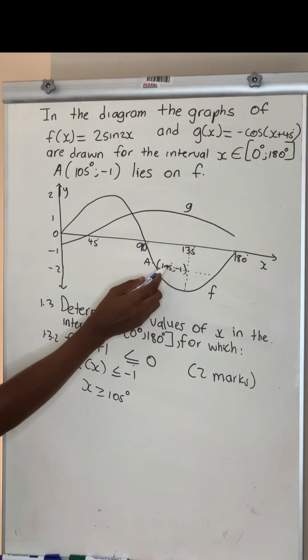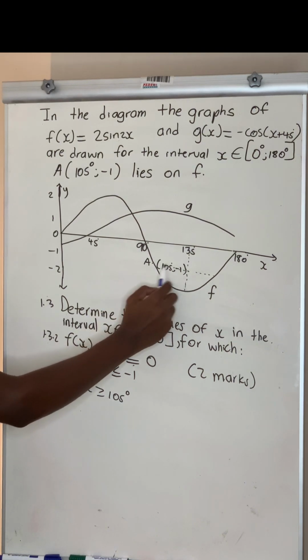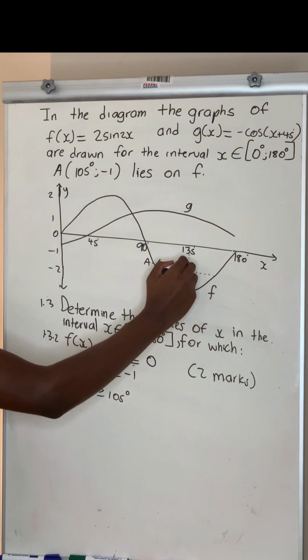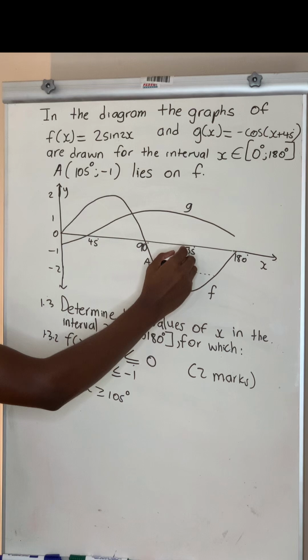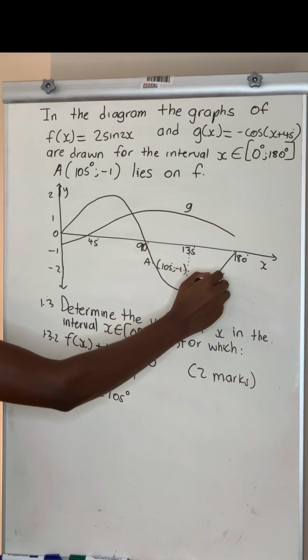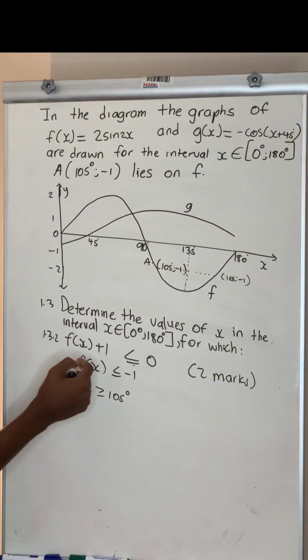Now 105 degrees is 30 degrees to the left, which means a point that is a reflection of this one is basically 30 degrees to the right. This is 30 to the left, 30 degrees to the right. So 135 plus 30, you're supposed to get 165 and negative 1 over here.